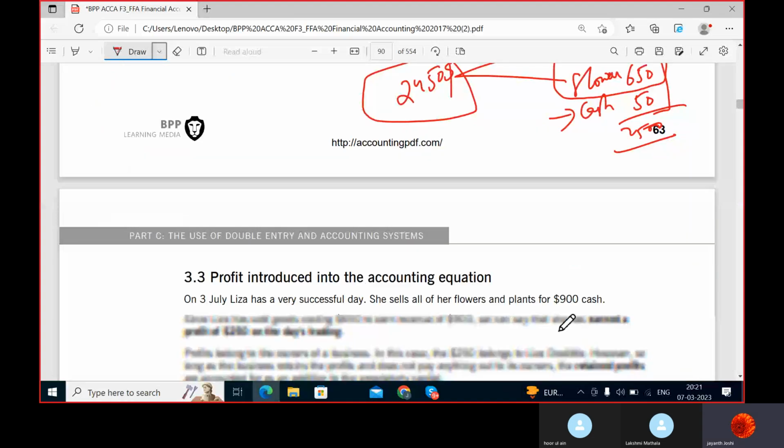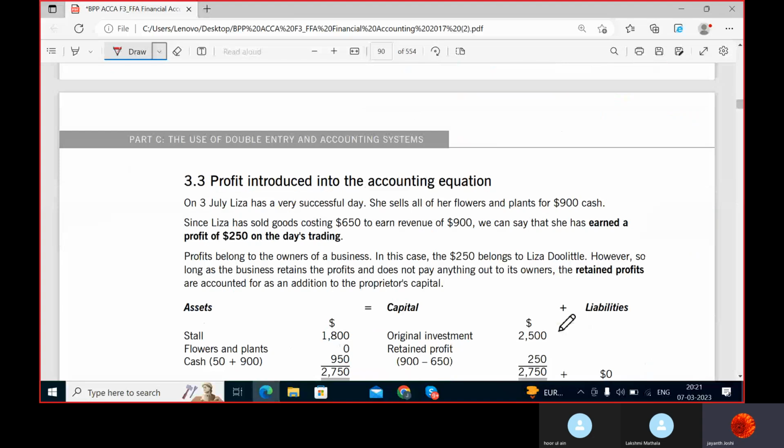Now, let us introduce the profit element into the accounting equation, and I would like to tell you profit is always added to the capital. Okay, so Lisa has a very successful day. She sells all the flowers and plants for 900 cash. So she bought it for 650 and she sold it for 900. She made a profit of how much? Correct? Yes, sir. How much is the profit?